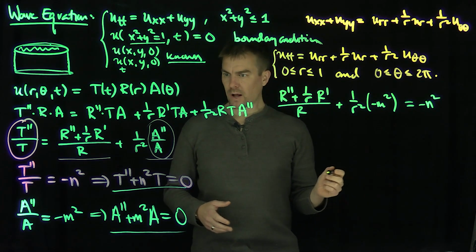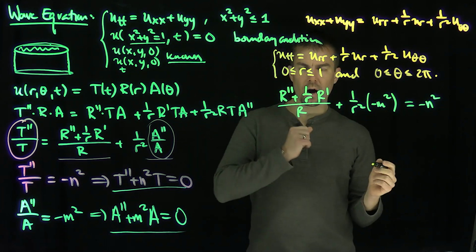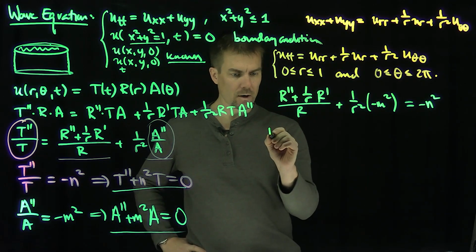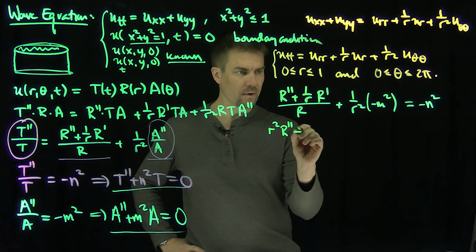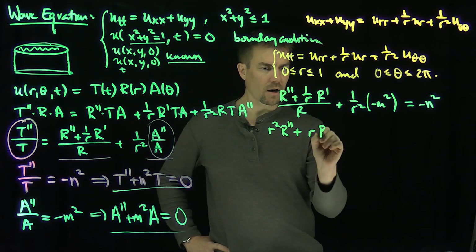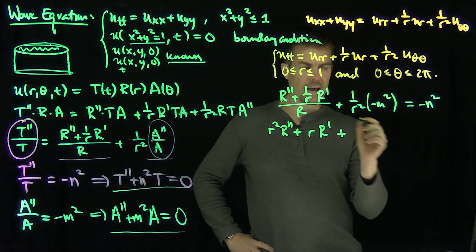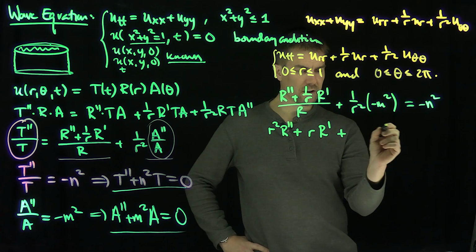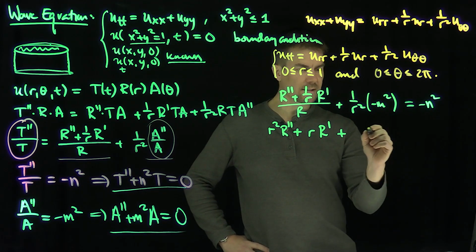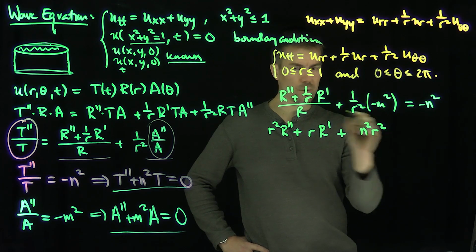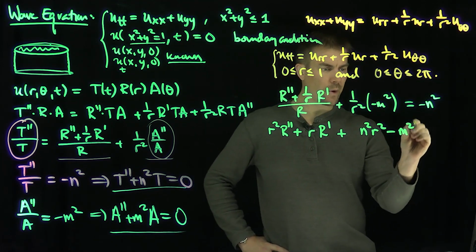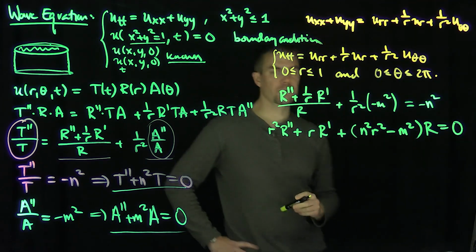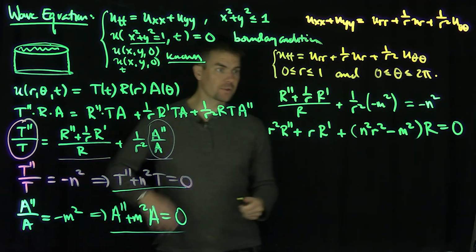Great. Now multiply the equation by r squared, and what will we get? We're going to have r squared R double prime plus r R prime, plus a negative m squared R, and then a positive n squared r squared R goes on the other side, minus m squared times R, is equal to 0. Great. Okay? So now I have to find solutions to this.